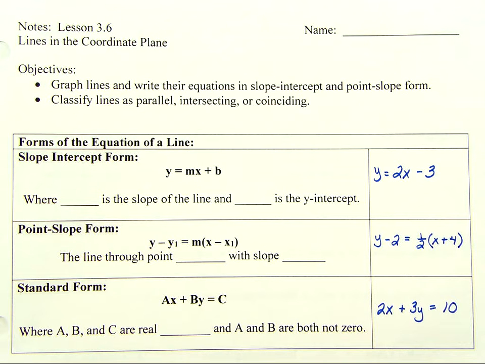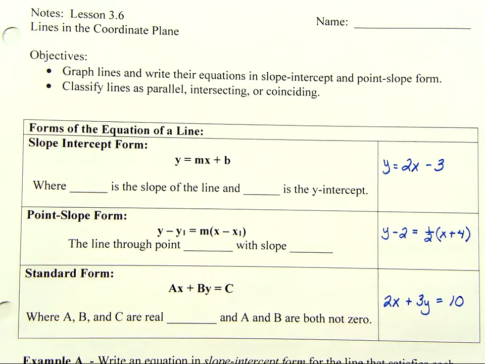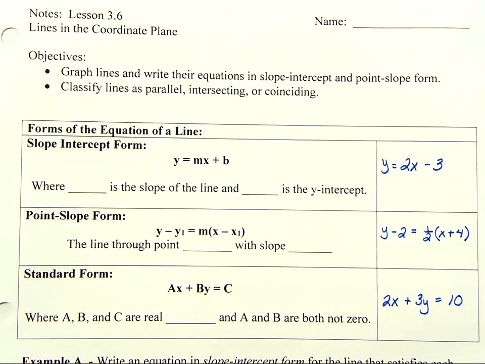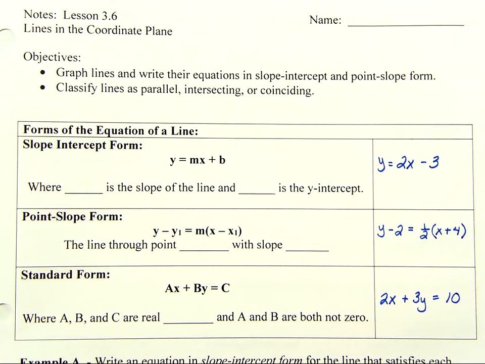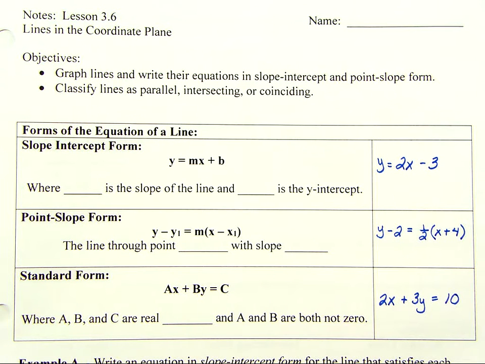In lesson 3.6, we're going to be talking about lines in the coordinate plane. We're actually going to break this lesson into two parts. So today we're going to talk about part 1. In part 1, we are going to discuss the equation of our line. The equation of our line can be written different ways, and therefore we have different forms of our equation.